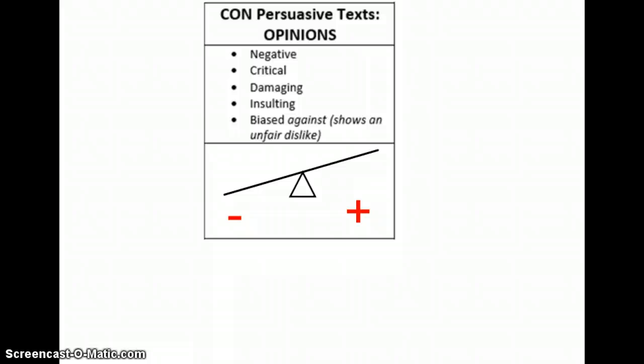On the opposite side, you can have persuasive text with a con tone. That is texts that are full of opinions, but they go against. Con comes from contra, which means against. So here the author's tone would be negative, critical, damaging, insulting, or biased against. So you'll see here our scale is once again not even. The scale is not neutral. Instead, it's tipping towards the negative side because it is biased against.